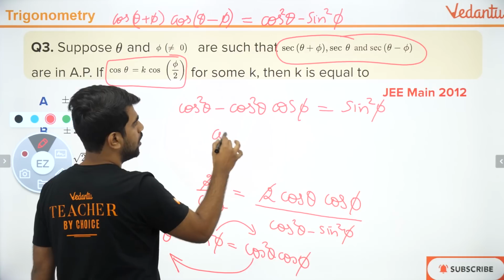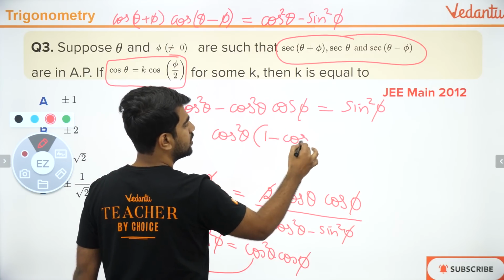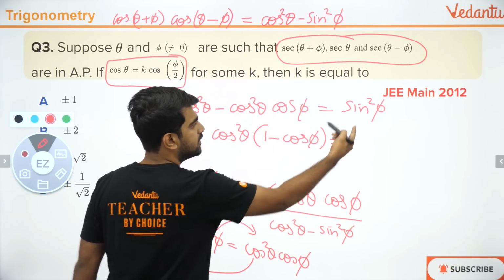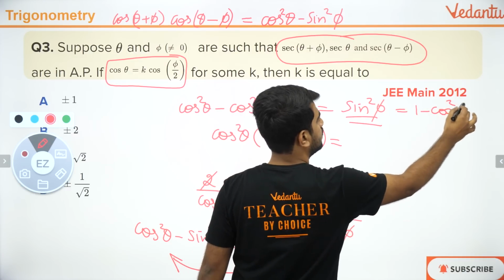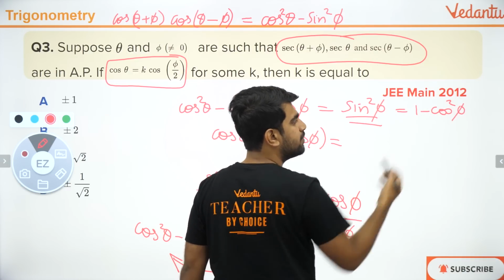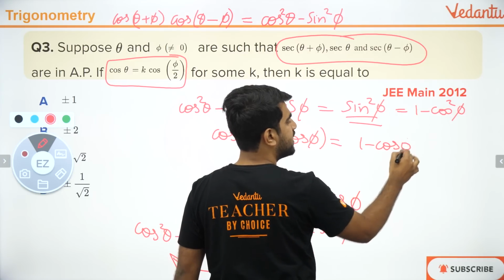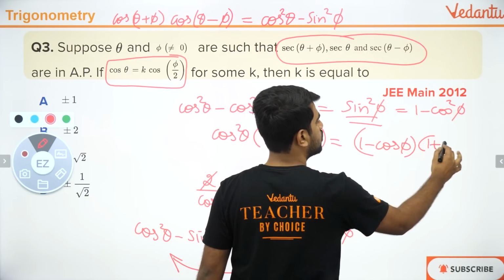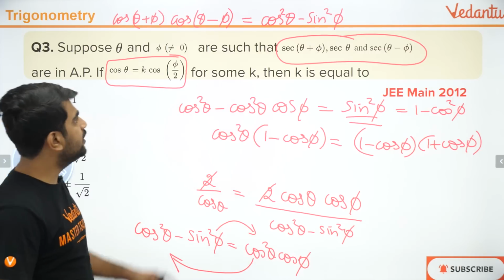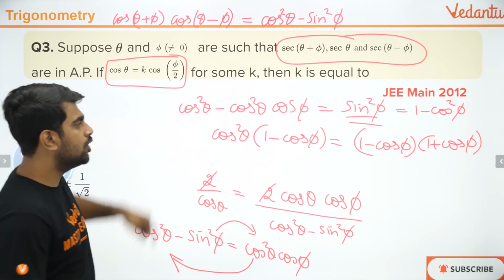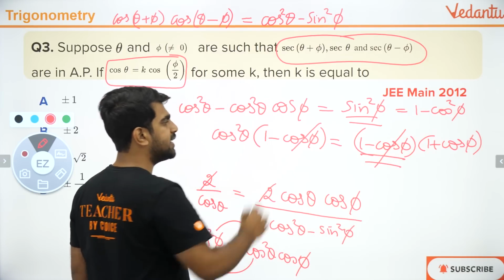So this will be what? Cos square theta I can take common. I'll get 1 minus cos phi. This is what? Sin square phi is nothing but 1 minus cos square phi. And 1 minus cos square phi, I can write it as (1 minus cos phi) into (1 plus cos phi). Isn't that correct, guys? And we know that phi is not equal to 0. So it is impossible for this to be 0. Therefore, these two can be cancelled out.